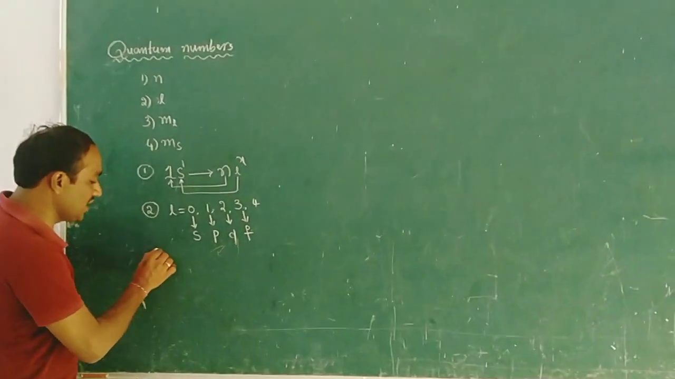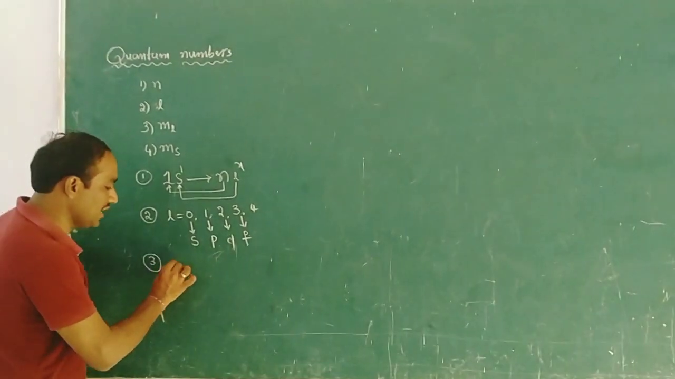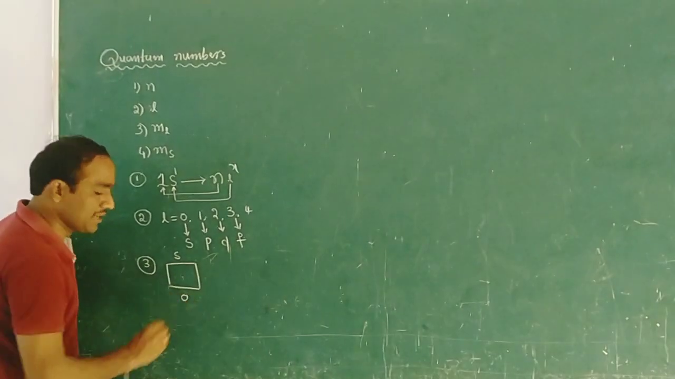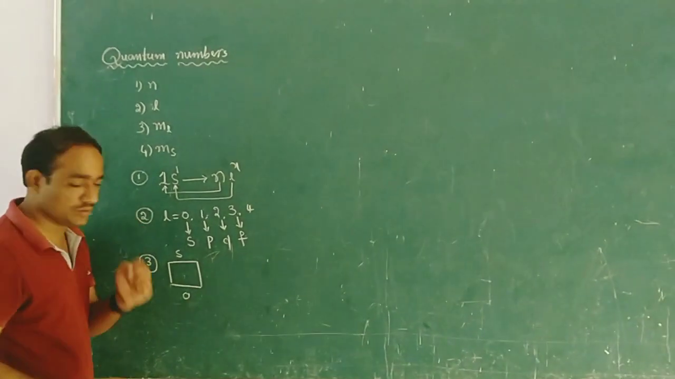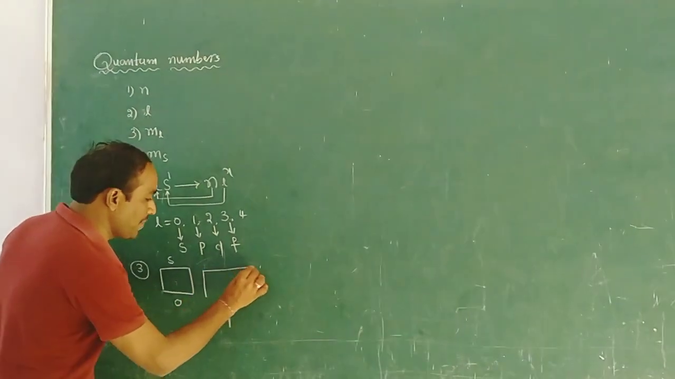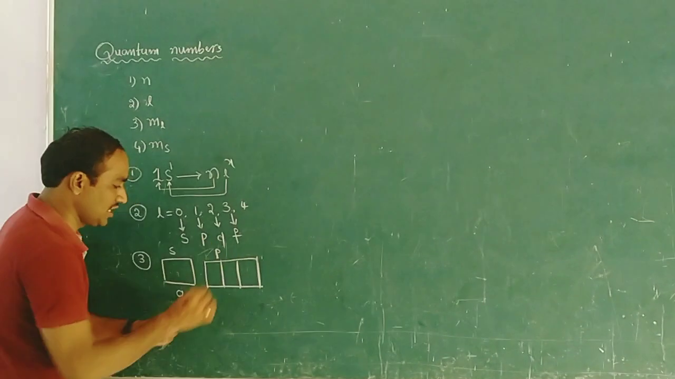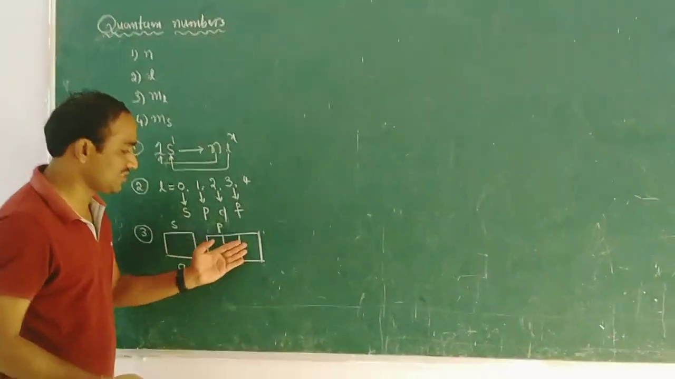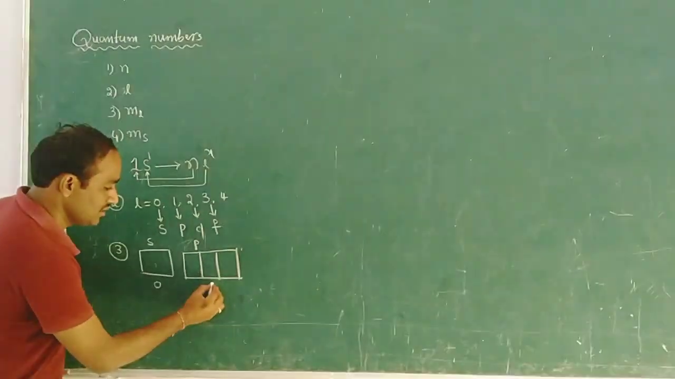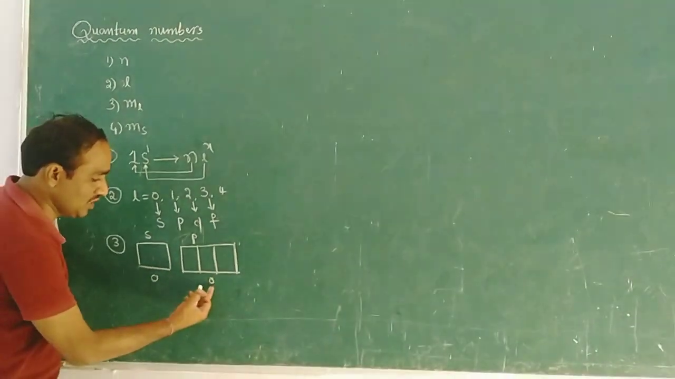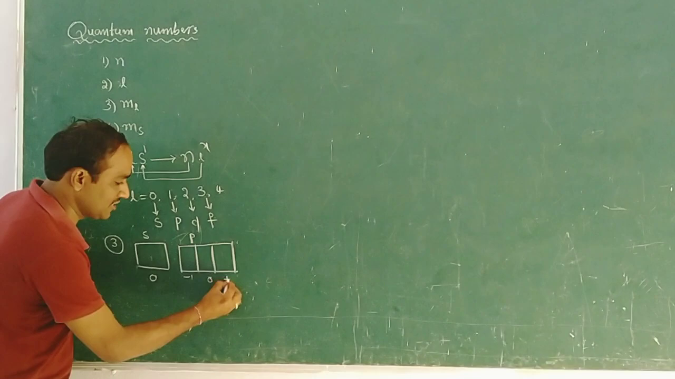Next, the third one is the number of orbitals. The number of s orbitals is only 1, and the maximum number of electrons is 2. The number of p orbitals is 3, and the maximum number of electrons is 6. So here the magnetic values are 0, -1 and +1.